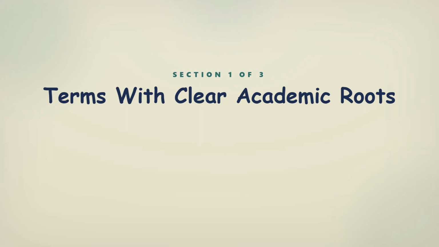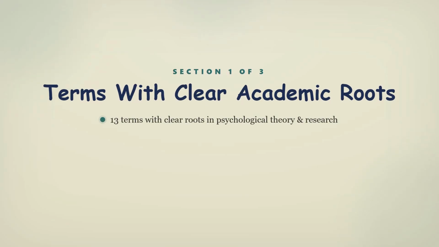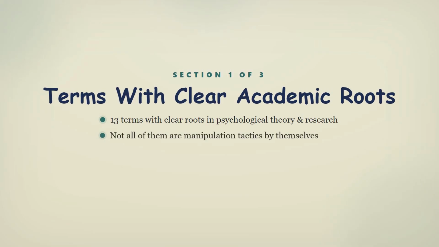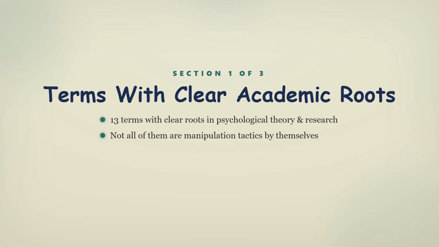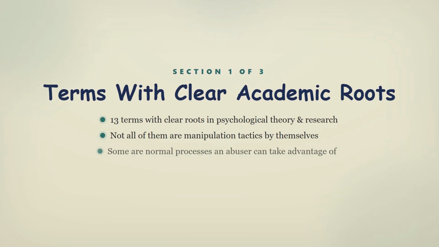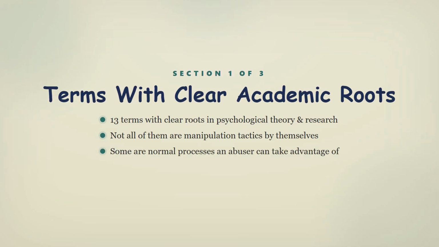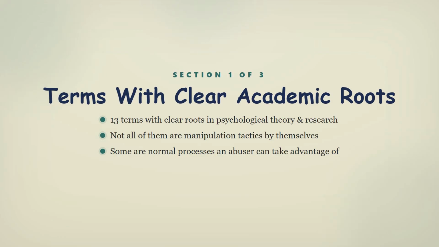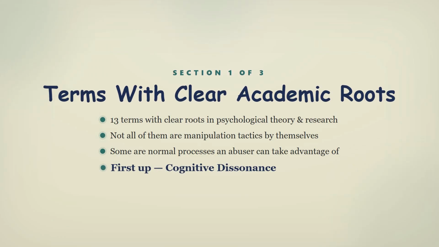Section 1, terms with clear academic roots. Let's begin with 13 terms that have clear roots in psychological theory or research. These are not all manipulation tactics by themselves. Some are normal psychology processes that another person can take advantage of. And the first term is cognitive dissonance.